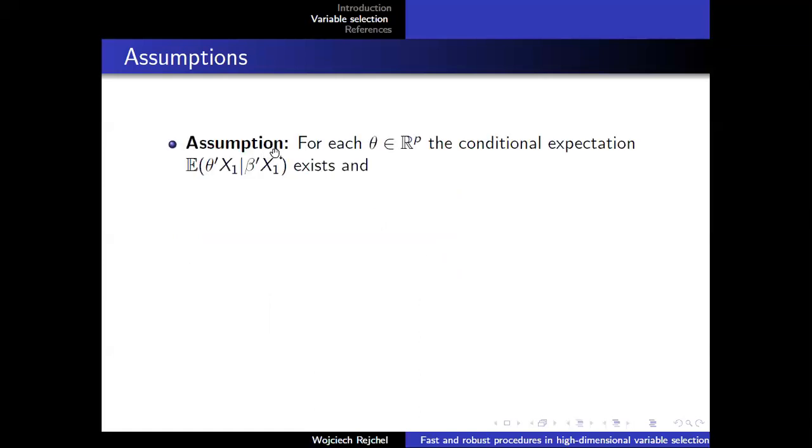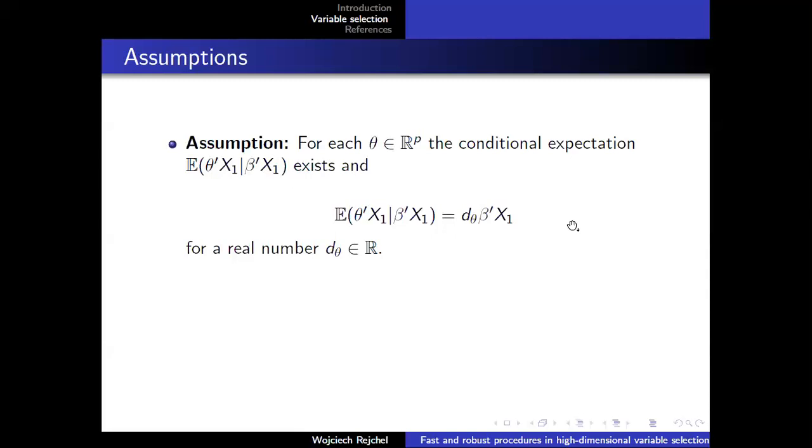And there is also one important assumption: for each parameter theta, the conditional expectation of theta times x given beta times x equals some number times beta times x. So you can think more or less that this conditional expectation is linear with respect to beta times x. So this assumption is very important. It is not new. It was used in statistics, in estimation, in the 80s of the last century.